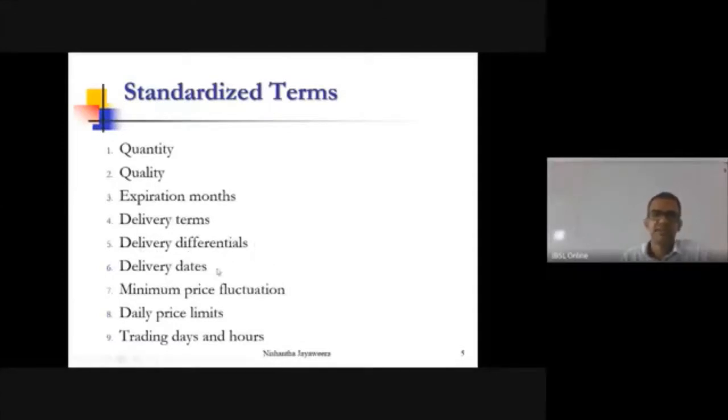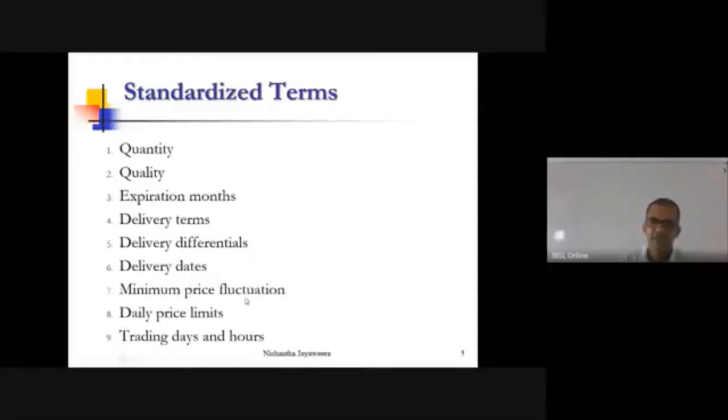Then the delivery dates. Even though the expiration month is there, say the futures contract expires in September, that's the month, but they will give you an exact delivery date. This is the last delivery date. You have to deliver before that.